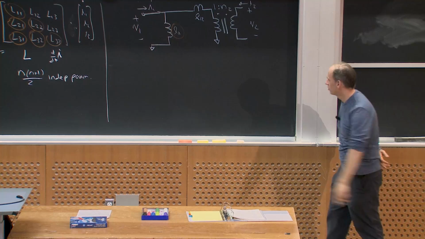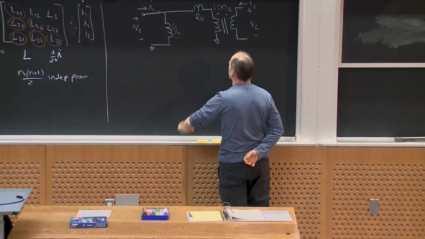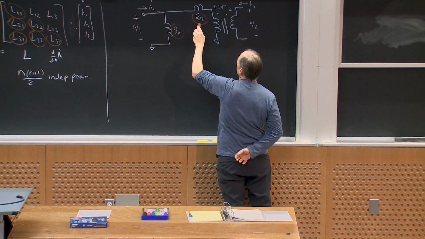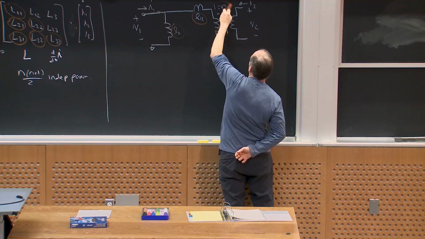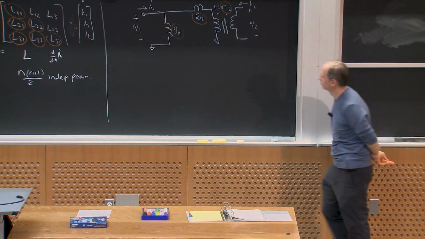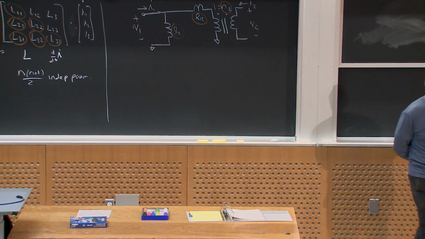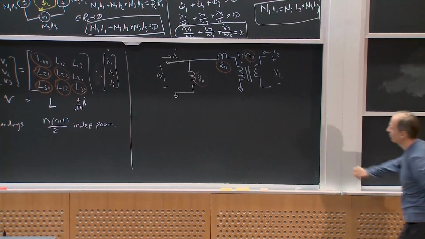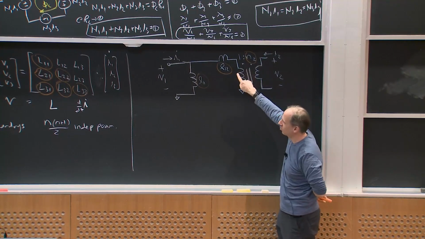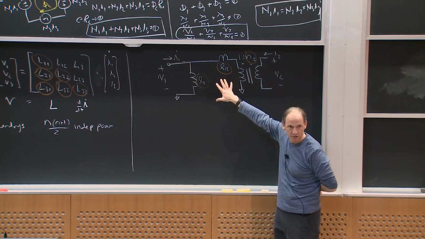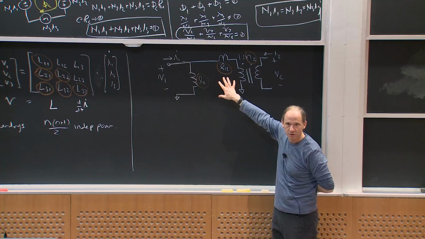Okay? So now, this structure has a second parameter and a third parameter. Does that make sense to everybody? So clearly, I have 3 parameters here. If I pick the parameters right, I can match a 2 by 2 inductance matrix. Does that make sense to everybody?